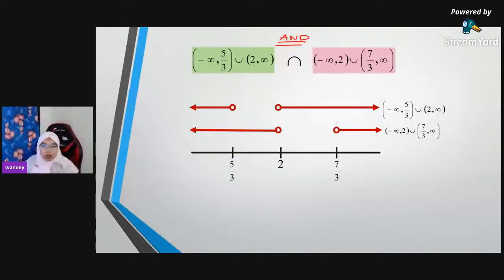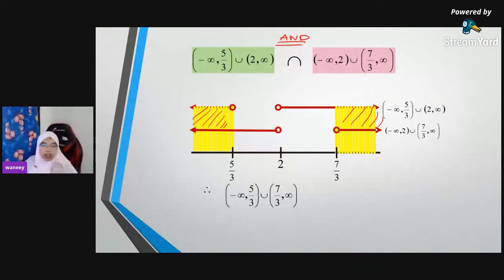So the intersection between them, I can see some intersection over here. And they do overlap over here as well. Okay, so that means my answer will be negative infinity up until 5 over 3 union with 7 over 3 up until infinity. So we are using union because we have two different intervals. So ada dua interval yang berbeza, kita nak masukkan sekali, so kita letak union lah, or. So either left hand side or right hand side.